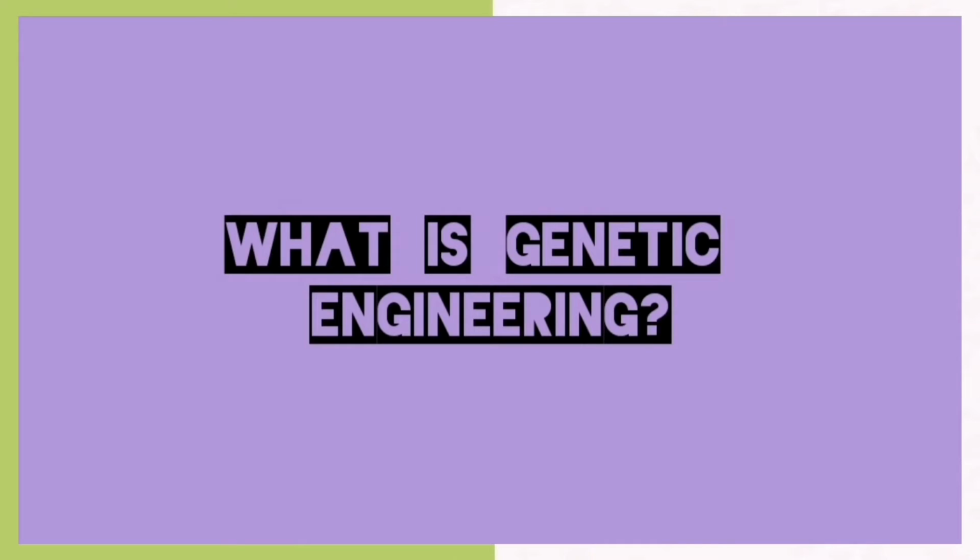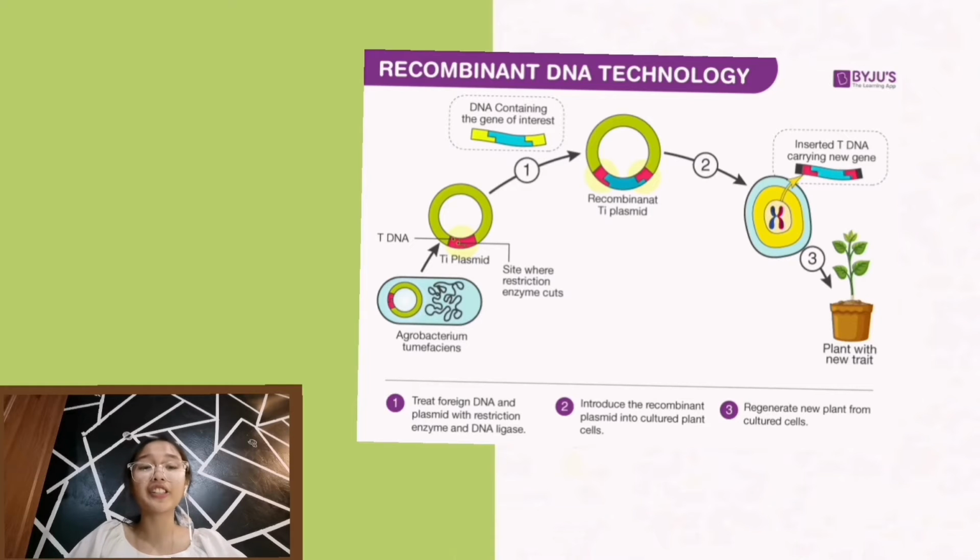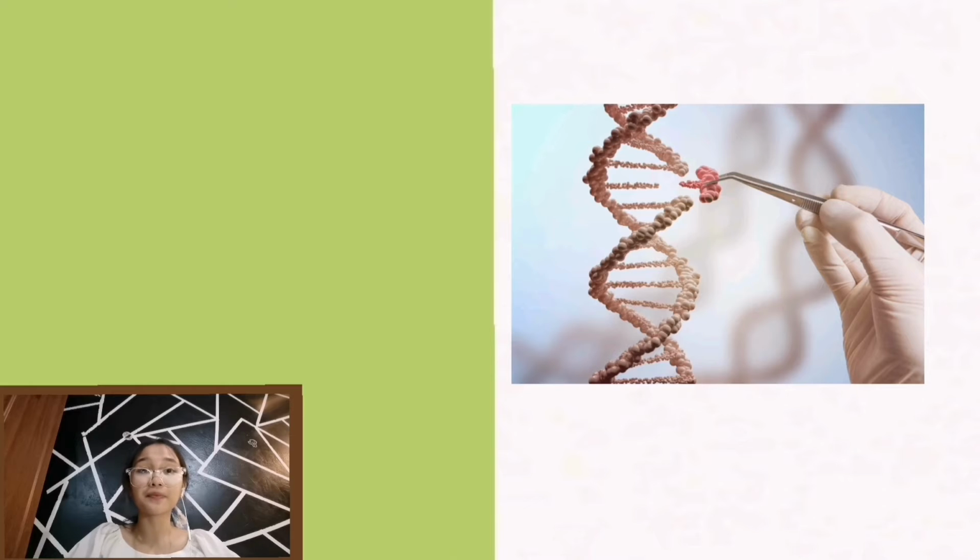3. What is genetic engineering? So genetic engineering is the process of using recombinant DNA or rDNA technology to alter the genetic makeup of an organism. It involves the direct manipulation of one or more genes. Most often, a gene from another species is added to an organism's genome to give it a desired phenotype.